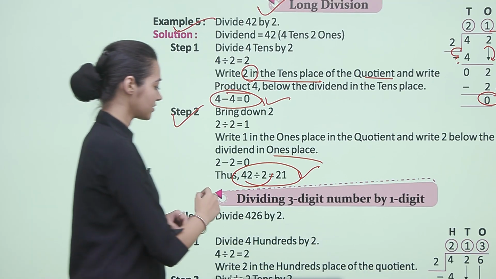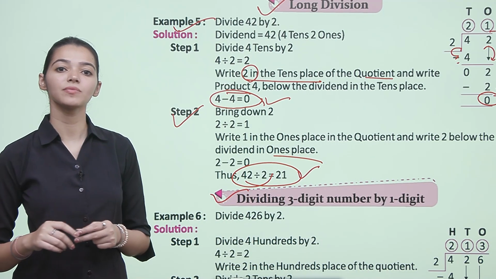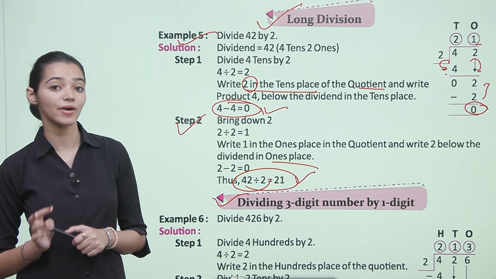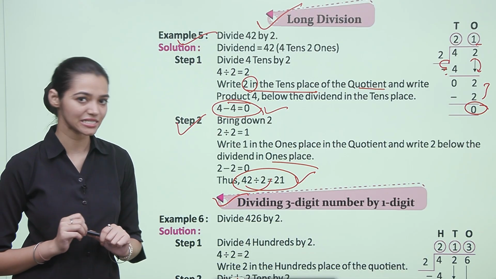Now next is our dividing 3-digit number by 1 digit. Now we have to divide 3-digit number by 1 digit with the help of examples. Let's understand it better.